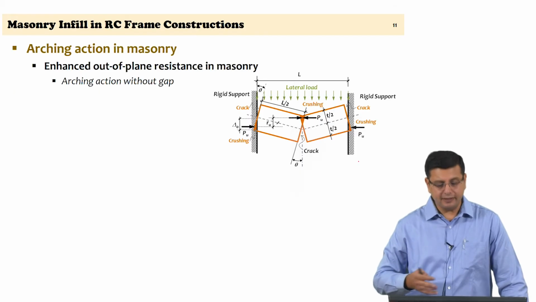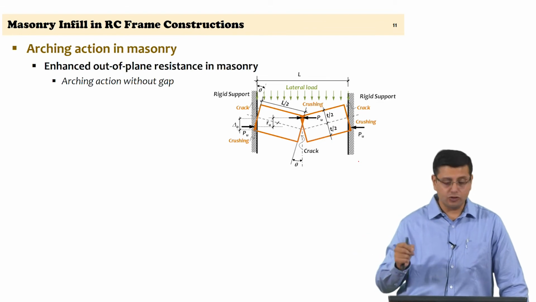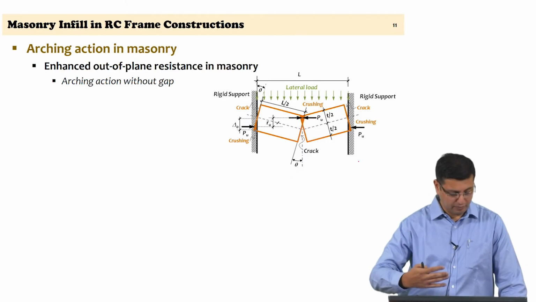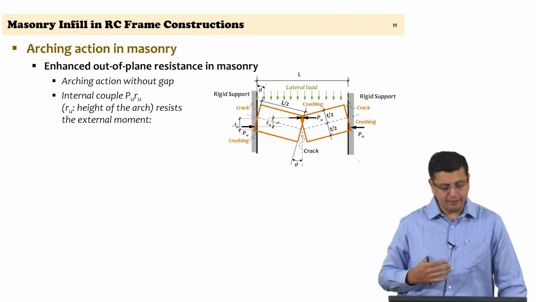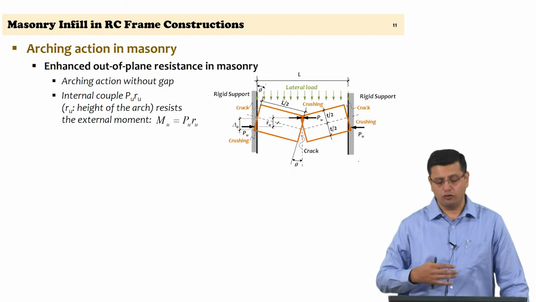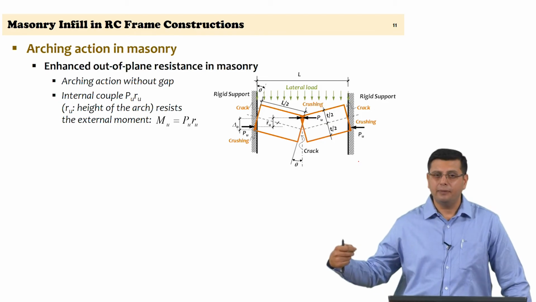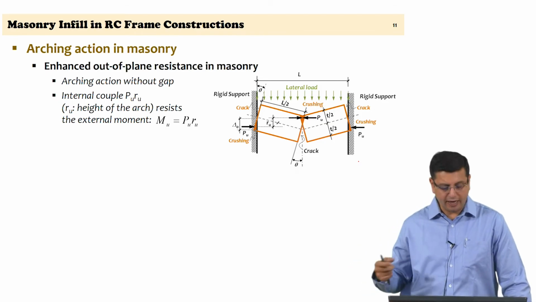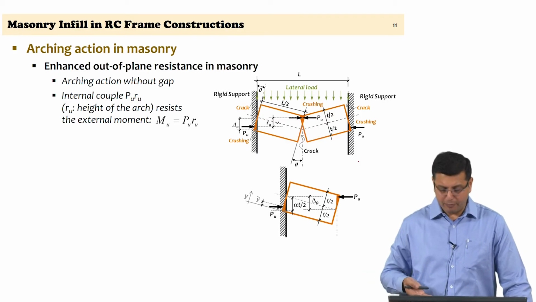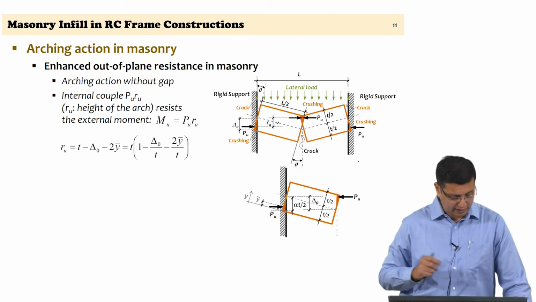Just to recollect, assuming that the workmanship and the design is such that there is no gap between the infill panel and the frame, then it is possible to establish the out of plane resistance, Mu, which can be estimated based on an estimate of the clamping force and the rise of the arch that can form. So, Pu into Ru will give you the out of plane resistance, and we have made some simple geometrical calculations to arrive at the estimate of this arch in our earlier slides.